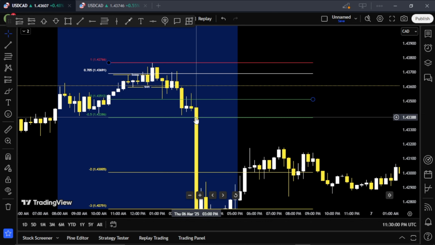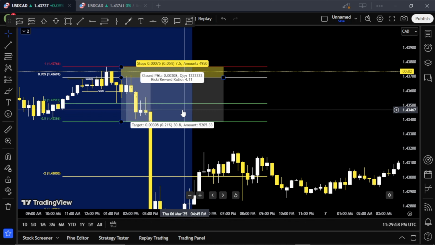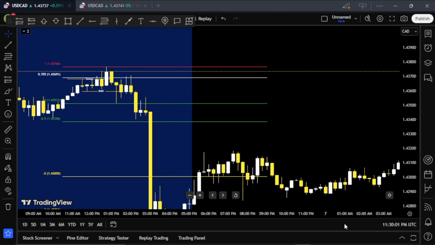If you watch all these other take profit levels, the levels of the Fibonacci in yellow, I do not take them. So this is the trade, and I didn't go all the way. Disclaimer, this is where I left the trade. About 30 pips, 4.11 risk to reward ratio. So now let's go on to what I wanted to show you.